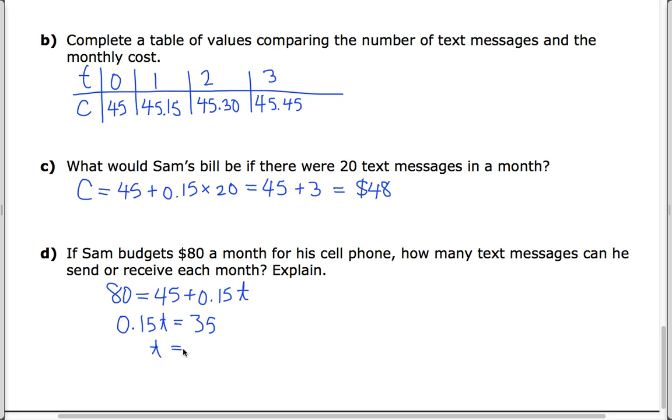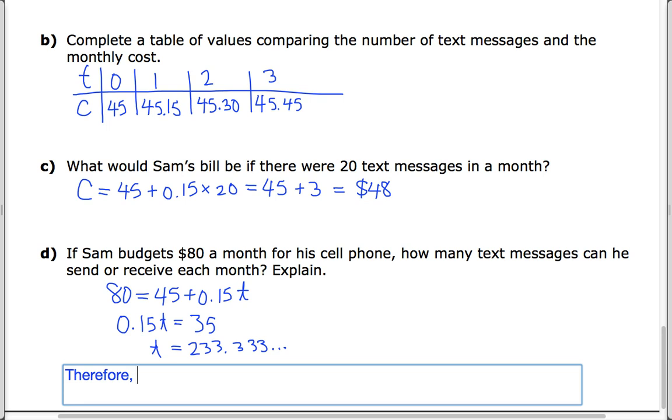And now if we want to know how many text messages can be sent, we do 35 divided by 0.15, and when you do that you would get on a calculator 233.333 and so on. He should stay within 233 text messages so that his bill is less than $80.